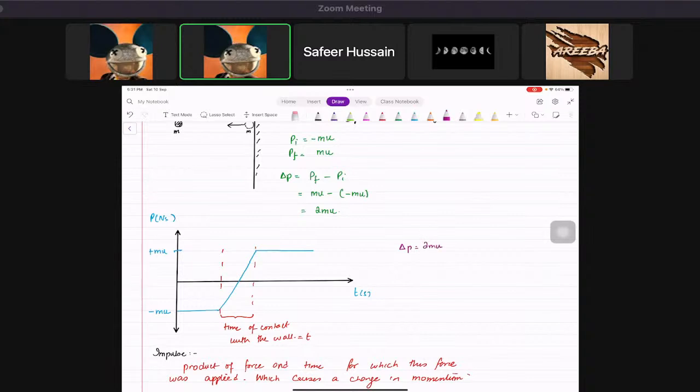happened for a time. So if we take the gradient of this graph or that line, the gradient of this line is basically change in momentum over the time. So that's going to be the force. So this means that finding the gradient of this line would give us the force that was applied by the wall on the ball. Is it clear, everybody? Any questions now?